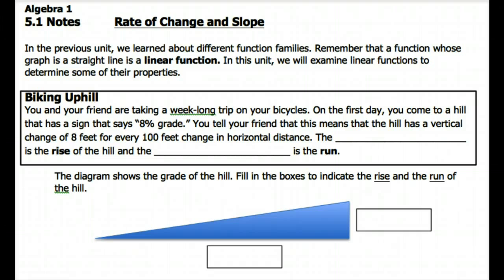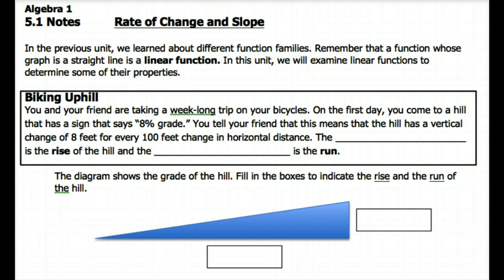And so I'm going to use the example here on this first page of riding a bike uphill. If you follow along with me in this box here, it says you and your friend are taking a week-long trip on your bicycles. On the first day, you come to a hill that has a sign that says 8% grade. You tell your friend that this means that the hill has a vertical change of 8 feet for every 100 feet change in horizontal distance.